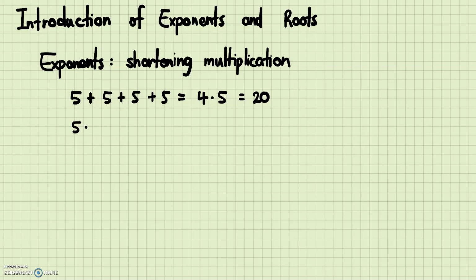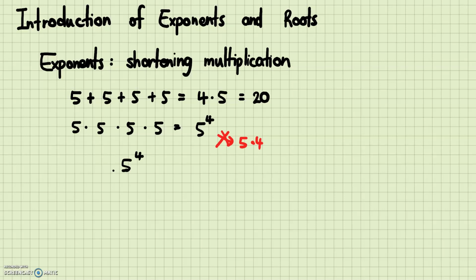So for example, if you're multiplying 5 4 times like this, you can shorten this expression using exponents. So the way you do that is 5 with a little 4 on the top. Okay, so this does not mean 5 times 4. So this does not equal 20. This means 5 times 5 times 5 times 5.